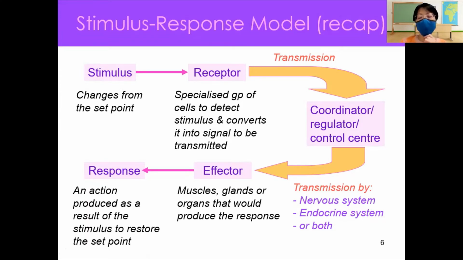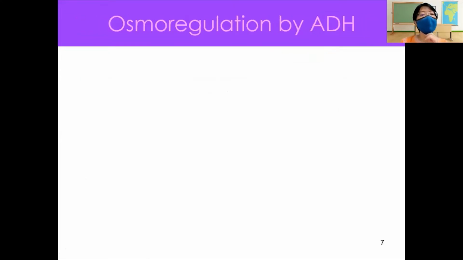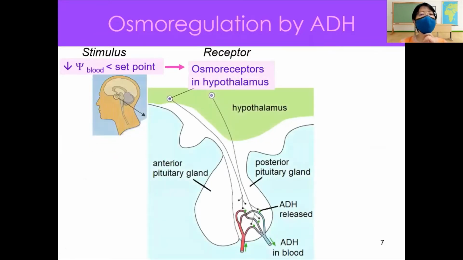So this is a stimulus response model. Applying this to understand osmoregulation by ADH, the stimulus here must be a decrease in water potential of the blood, isn't it? So a decrease below the set point, changes away from the set point. Then there will be a receptor, which is the osmoreceptor in the hypothalamus.